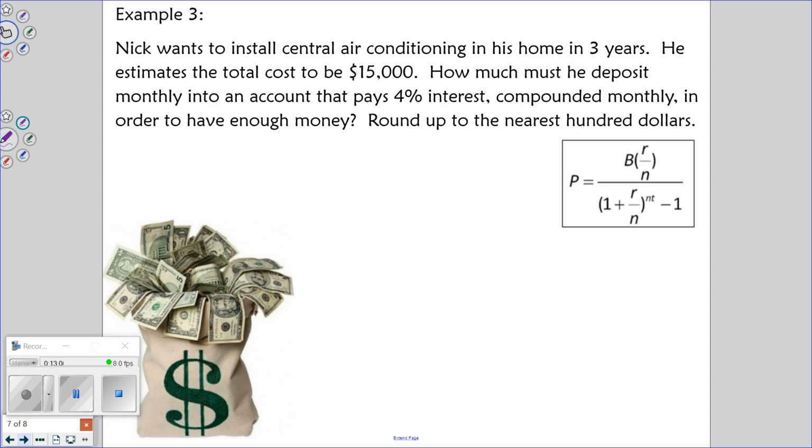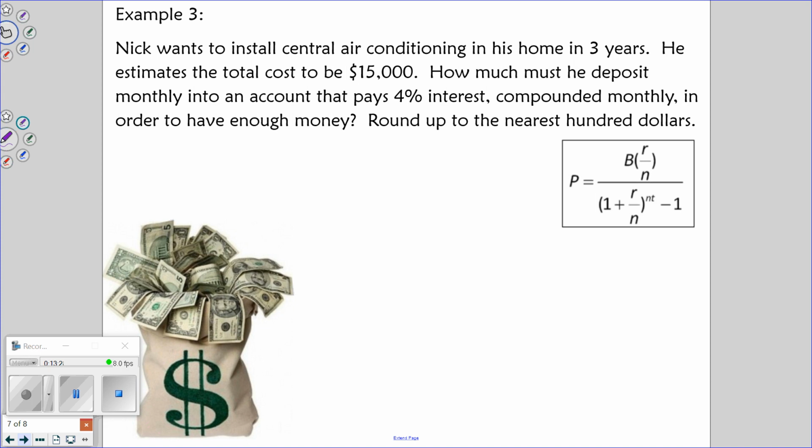Offended by that. All right, example 3. Nick wants to install central air conditioning in his home in 3 years. Oh, I don't know if I'd want to wait 3 years. All right, but he wants to install central air in 3 years. He estimates the total cost to be around $15,000. That seems really high. How much must he deposit monthly into an account that pays 4% interest, compounded monthly, in order to have enough money? Round up to the nearest $100.